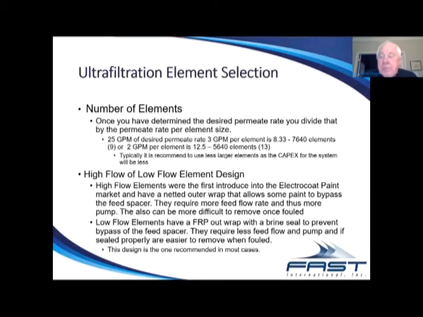Just to give you an example, a 7640 high flow element requires about 120 gallons a minute of feed flow per element, where a low flow element requires only about 70 to 80 gallons per minute per element. So that's the type of pump difference you're going to have. The low flow has got a hard wrap on the outside and a brine seal to prevent bypass. It requires less feed flow, lower pump requirements, and is usually considerably easier to remove from the housing. This is the design we recommend in most cases.